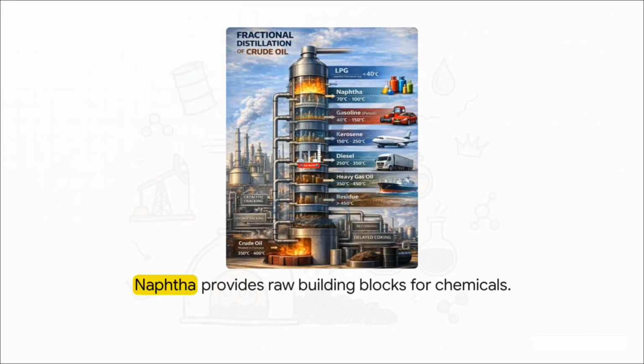Continuing our climb past all those engine fuels, we reach a really fascinating layer called naphtha. This condenses in a relatively cool zone, between 70 and 100 degrees Celsius. Now, unlike the fractions below it, naphtha's primary destination is not an engine. It is actually a crucial feedstock for the petrochemical industry. Think plastics, synthetic fibers, and just a massive variety of industrial chemicals. It's solid proof that this distillation tower doesn't just fuel our world, it literally gives us the raw physical building blocks for the everyday stuff we use all the time.